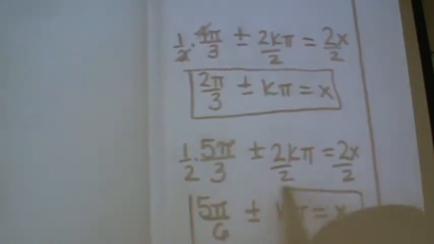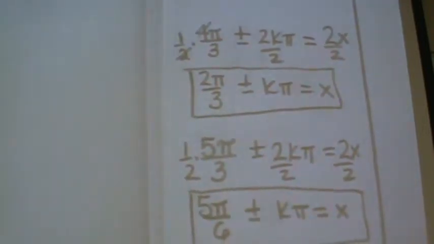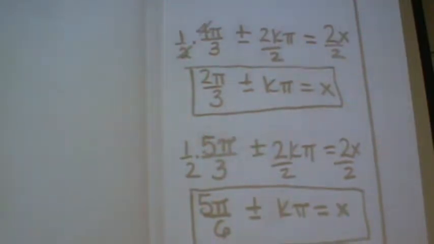So, what do I do now? Divide by 2, divide by 2, multiply by a half. So this is gonna be 2 pi over 3 plus or minus k pi. And another answer will be 5 pi over 6 plus or minus k pi. Questions?